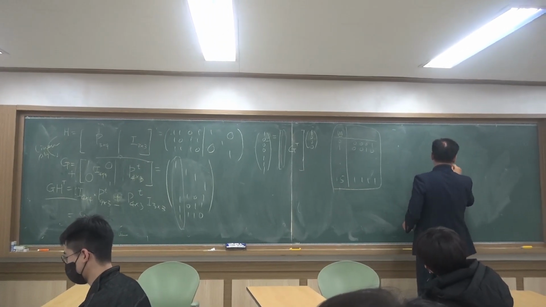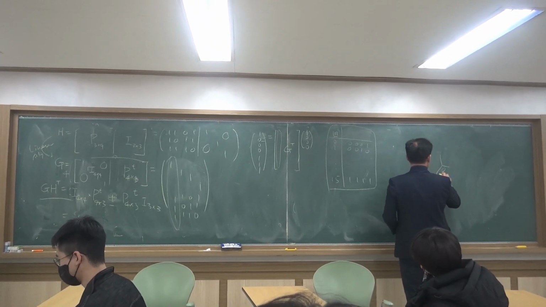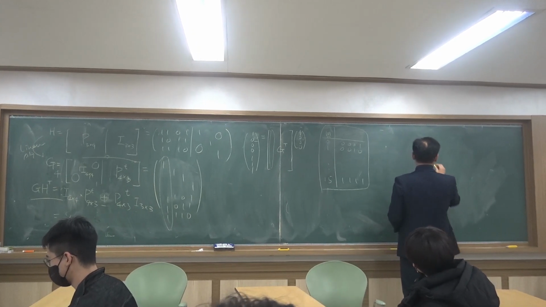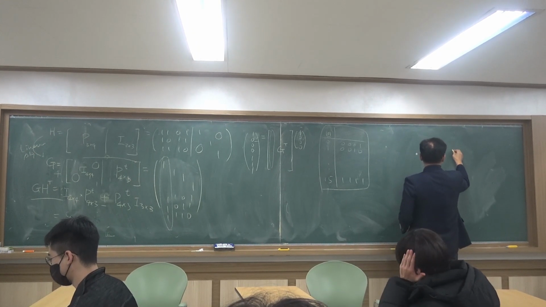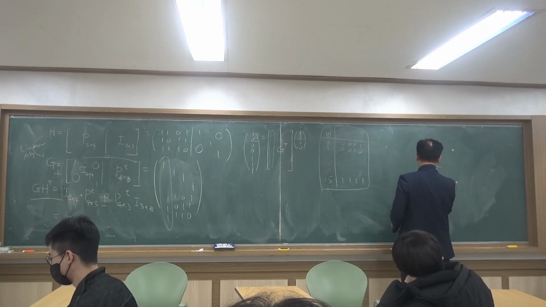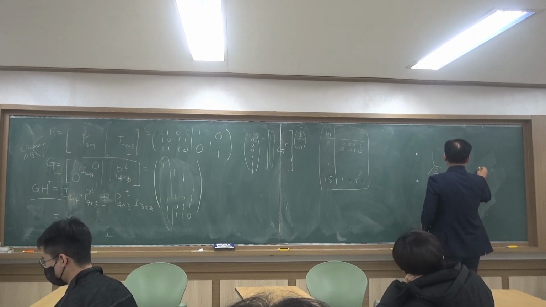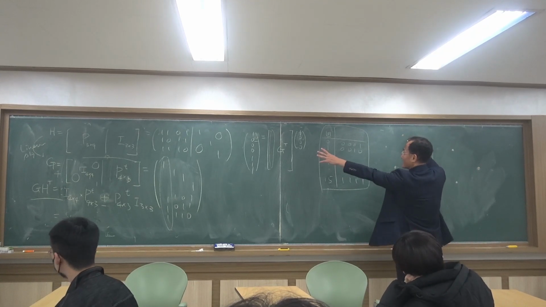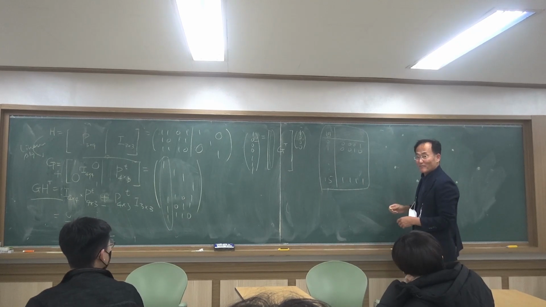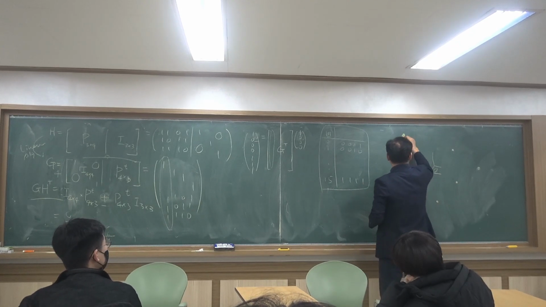There are linear space, right, originate here? And there are many code words. In this case, how many of them? 16 of them, right? 16 code words.